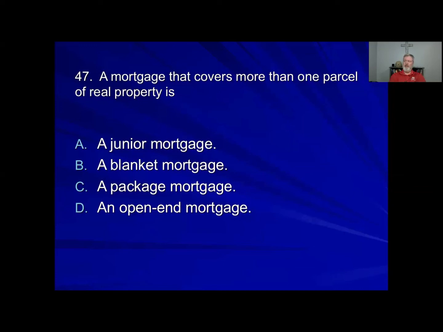But real quick, C is a package mortgage, and a package mortgage is when you're financing both real property and personal property in the same loan. Maybe you're buying a brand new condominium and it comes fully furnished. So you're not going to buy anything. It's already fully furnished. So the loan covers both the real property and the personal property. That's what a package mortgage does.